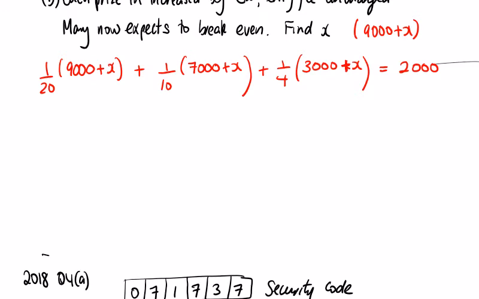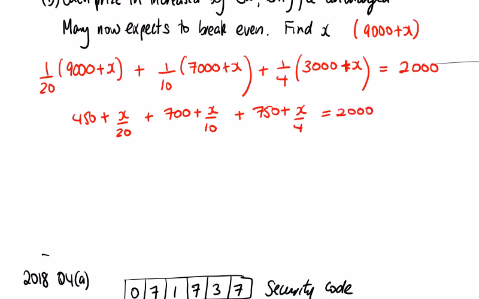Okay, so again we have our 450 plus X over 20, plus 700 plus X over 10, plus 750 plus X over 4, is equal to 2,000. So what have we got? They all divide into 20. Let's just do the X's first. X over 20, plus 2X over 20, that's X over 10, plus 5X over 20, which is X over 4, and that's equal to 2,000.